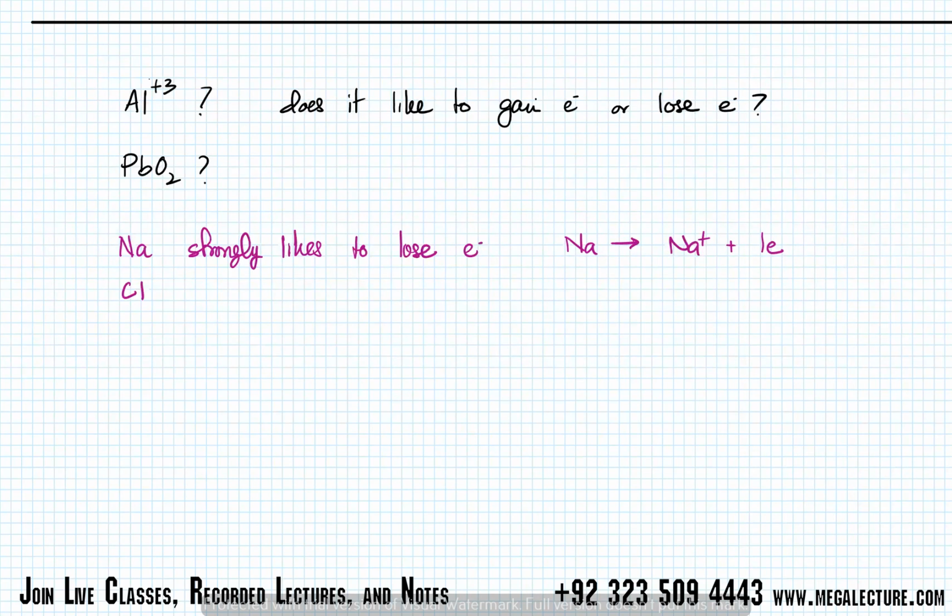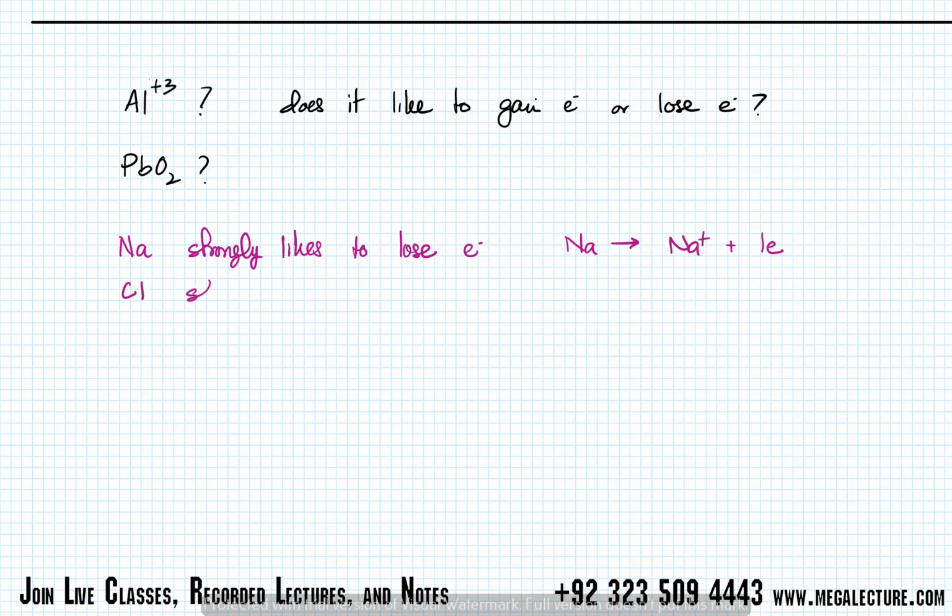Well, Cl likes to gain electrons. It's a very reactive element. It always likes to gain electrons. It doesn't want to be in the form of Cl. Normally, you always find it in compounds. You always find it in the form of Cl minus 1.